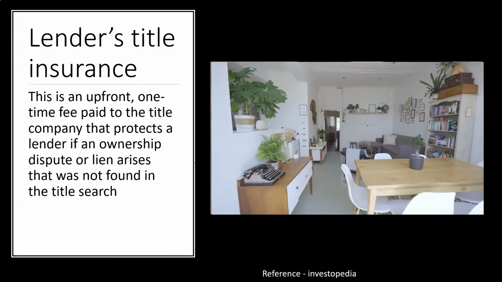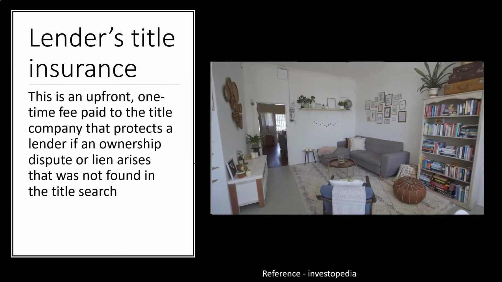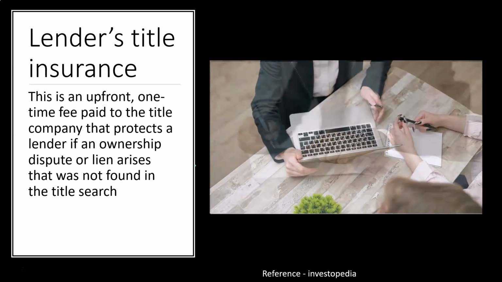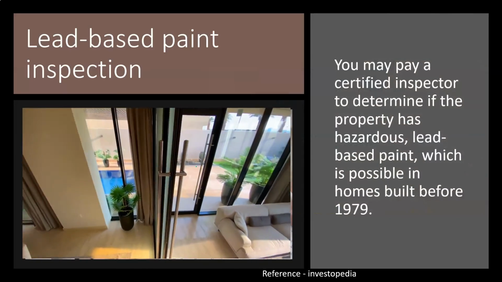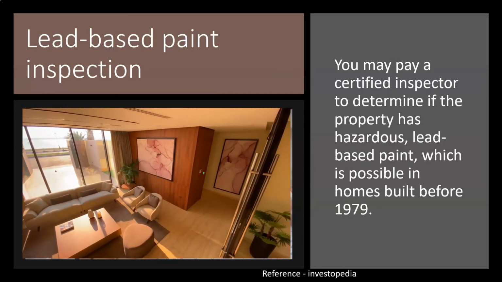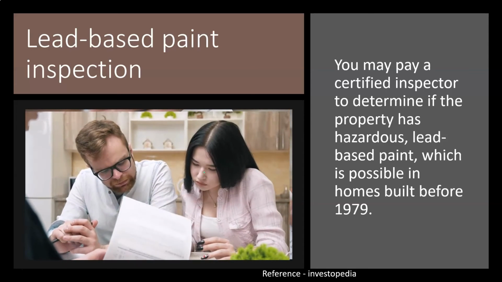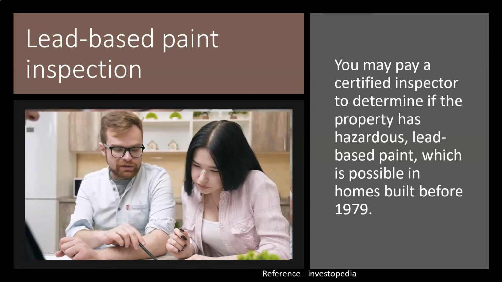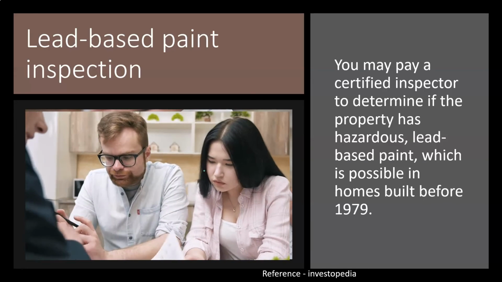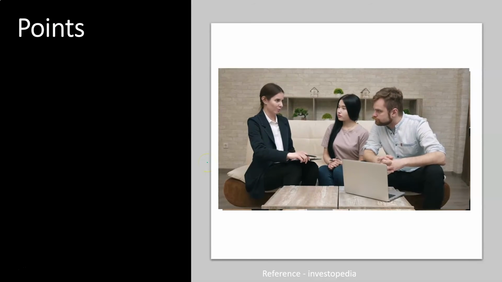Lender's title insurance. This is an upfront one-time fee paid to the title company that protects a lender if an ownership dispute or lien arises that was not found in the title search. We have the lead-based paint inspection, which is of course another kind of random thing that came up. You may pay a certified inspector to determine if the property has hazardous lead-based paint, which is possible in homes built before 1979. So that could be a location-related cost and be based on the home and when it was built and so on.